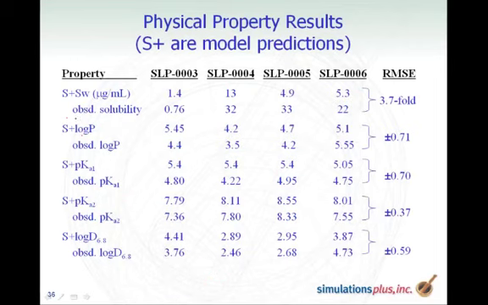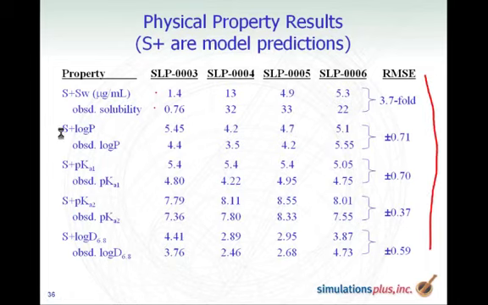So this table illustrates our predicted value and the observed value for 4 of the compounds here, and then the root mean square error for these. And these are all within our error estimates of the model, so we actually did a fairly good job of predicting these physical chemical properties.